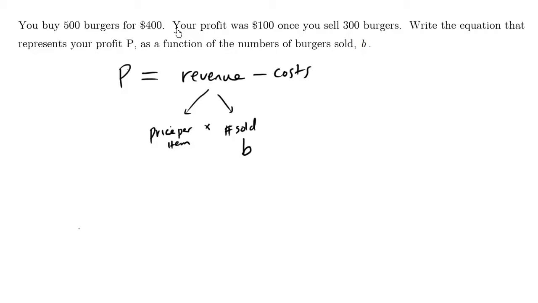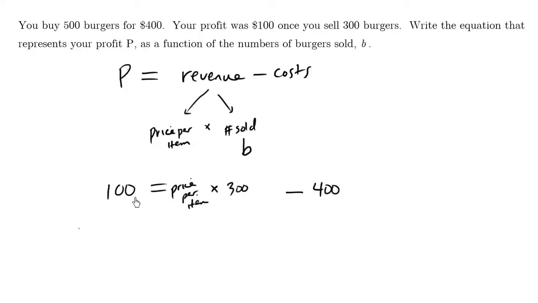So based on this formula, we can plug in some information. You buy 500 burgers for $400. You buy lots of stuff and you sell lots of stuff. Your business here involves costs, so your cost here is $400. So your profit is $100. So we'll just say 100, that's the P value, is equal to, once you sell 300 burgers, so we already talked about the cost, the cost here is going to be $400. Now the key here is that you are selling 300 burgers. The number of items sold, B, is 300. So we'll just say 300 times the price per item.